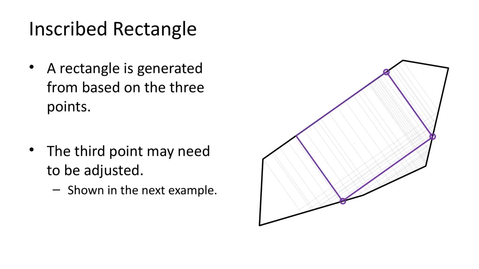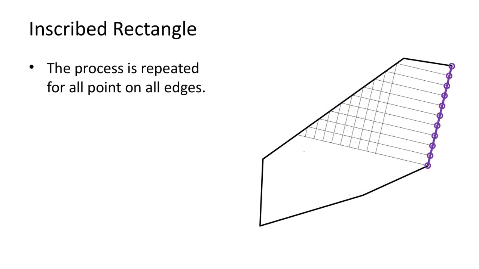The 3 vertices are used to generate a rectangle. In some cases, the third point may need one additional step to adjust its position. We will see that in the next example. The process repeats on all edges.